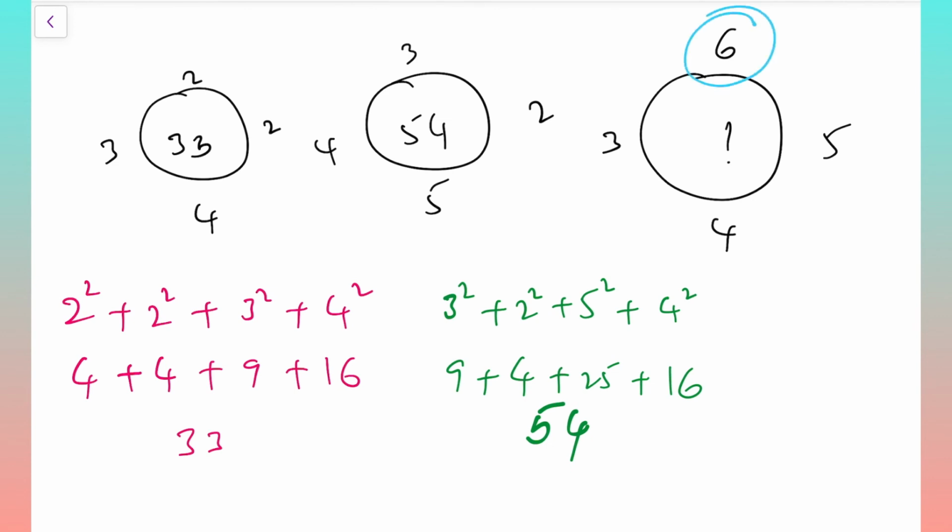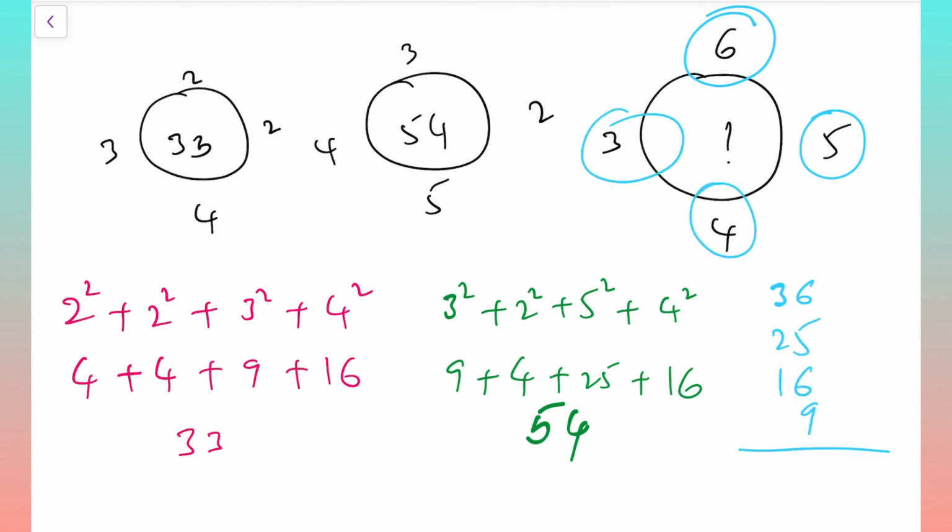6 square 36. 5 square 25. 4 square 16. 3 square 9. If we add all these, 36 plus 25 plus 16 plus 9, the answer is 86. So the missing number is 86. Okay, let's move to the next question then.